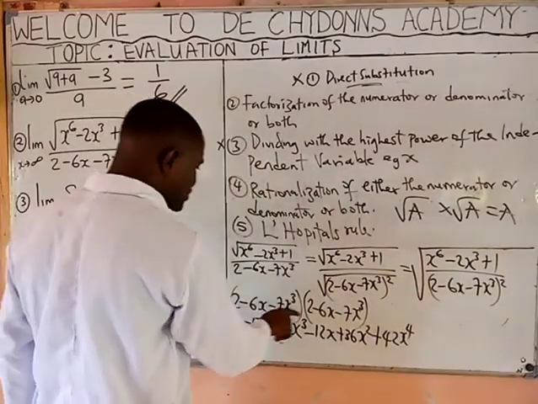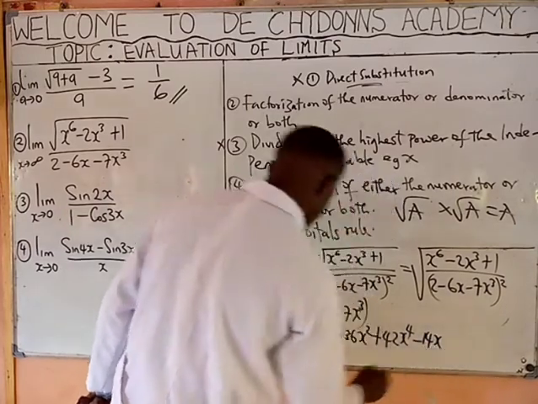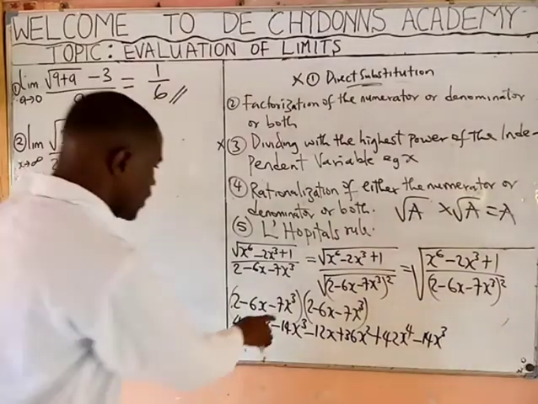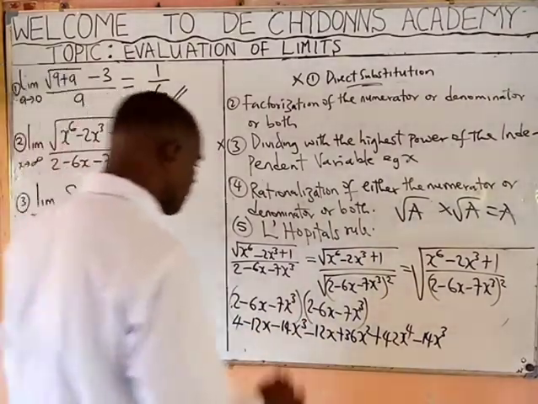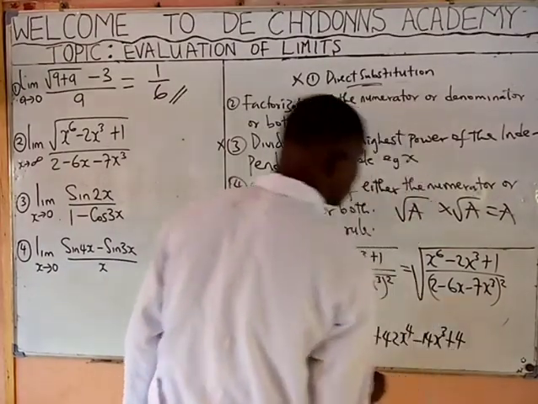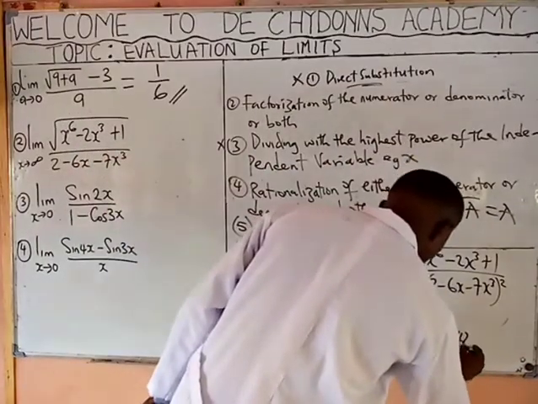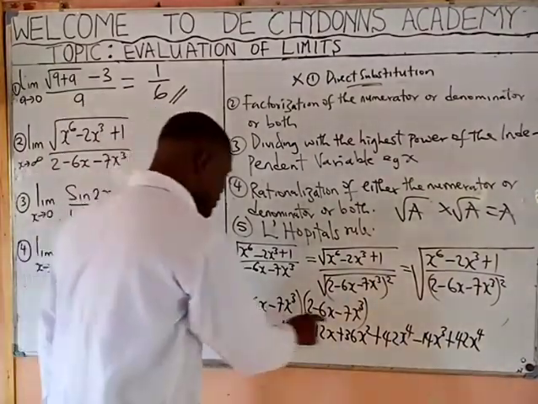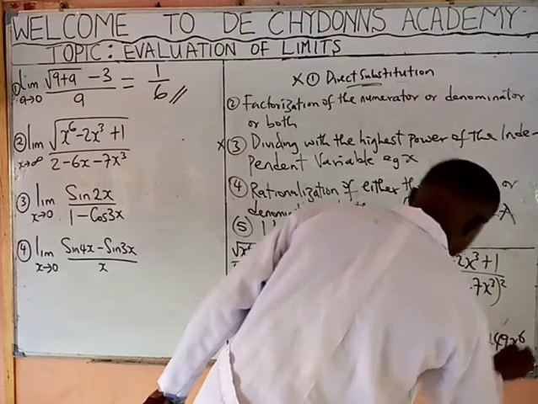Now come to this times this, minus 14x raised to power of 3. This times this, minus 14x raised to power of 3. This times this, plus 40, plus 42x raised to power of 4. Right? Then this times this, plus 49x raised to power of 6.